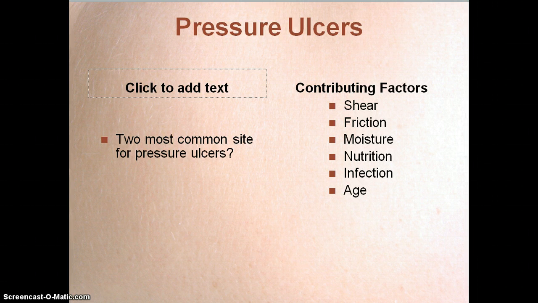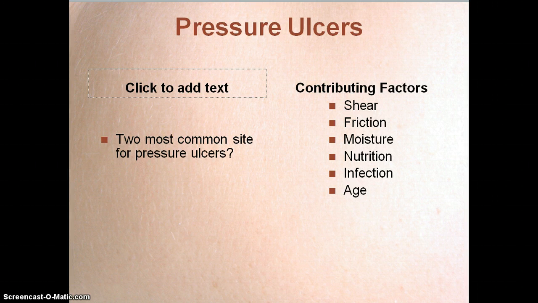Our two most common sites are the sacrum or coccyx area and the heels. As we look at turning, lifting, or floating the heels, many different things can be done for that. Pressure ulcers have different names. They can be called bed sores or decubitus. The external pressure compresses blood vessels, so the heavier a person is, the more weight pushing down on that tissue, the higher the risk for that.